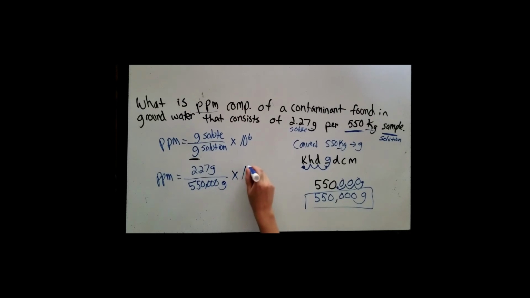I'm going to multiply that then by 10 to the 6th. Don't forget that last step. It's called parts per million because we're multiplying by 10 to the 6th, a million. So calculating this out, of course I entered it wrong. Here we go. 2 sig figs, so 4.1 parts per million.